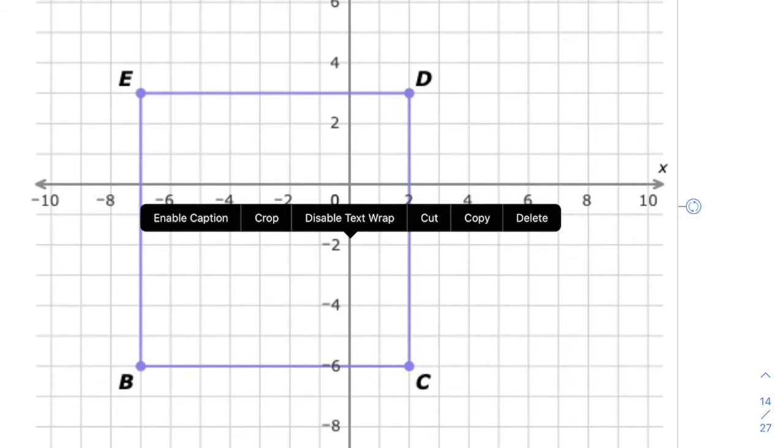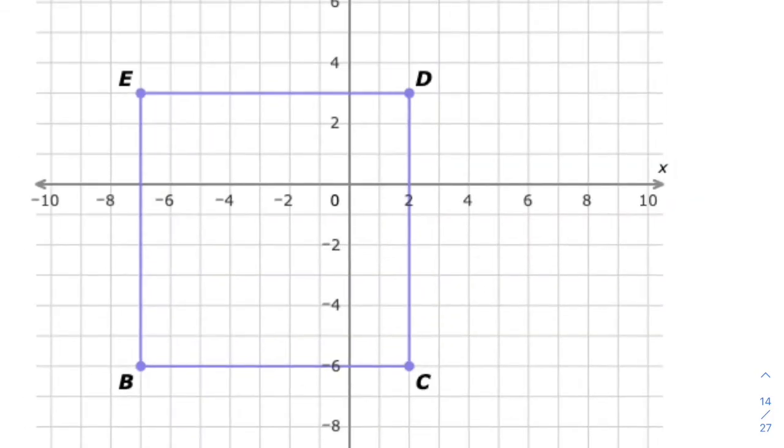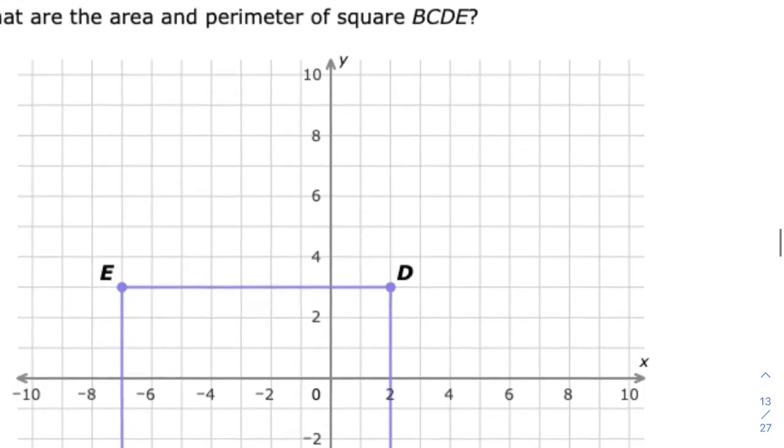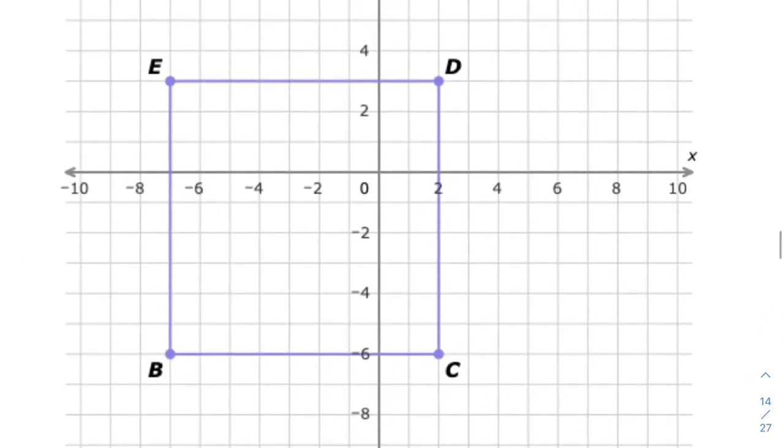So this side, if we do some work, let's see. Looks like it's 2, 4, 6, 8, 9. It goes from -6 to 3. It also goes from -7 to 2, so that's 9 because this appears to be a square. So it's 9 units.